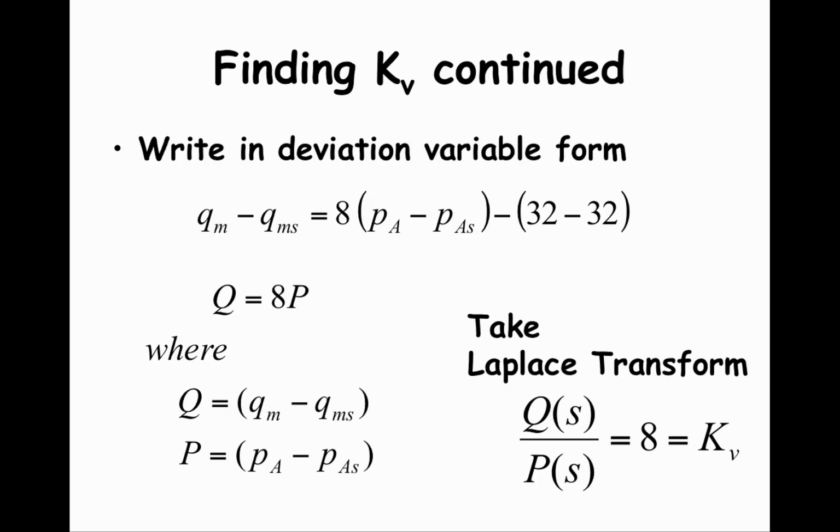Now we take the difference between the valve equation and the steady state valve equation relating the control signal Pa to the valve flow rate Qm. By taking this difference, we create a difference that we can use to define deviation variables. Using the deviation variables, we find that the flow deviation variable capital Q equals 8 times the control signal deviation variable capital P. We can take the Laplace transform and find that Qs over Ps equals 8. So the valve gain Kv is 8.